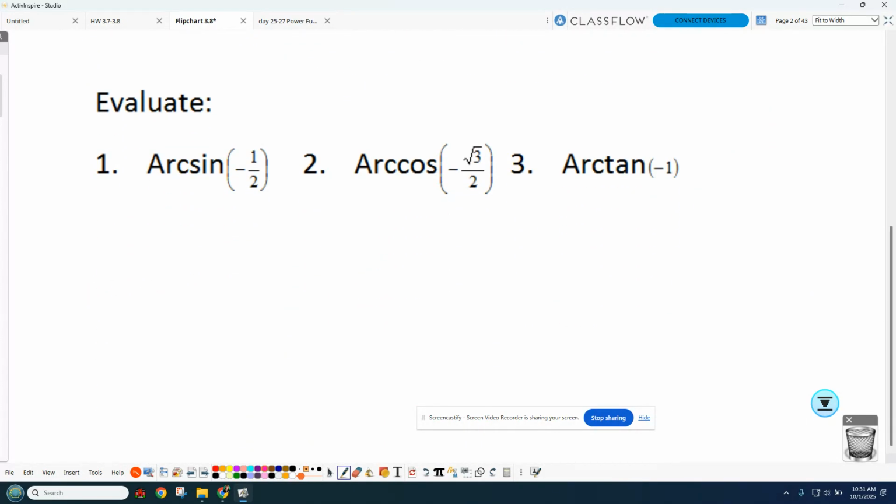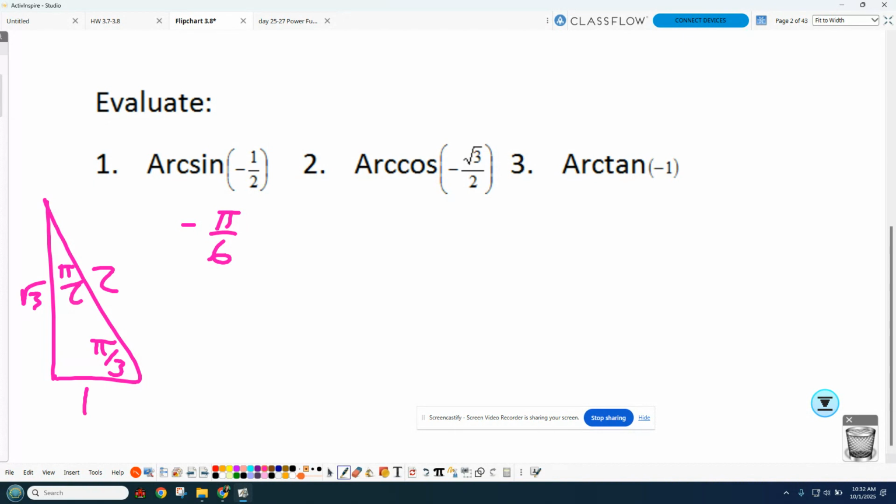So just checking. Arc sine negative a half. Felipe is looking up at the ceiling tiles for the answer. What is it? Negative pi over 6. Yes, it is. Across from pi over 3 is root 3. 1, 2. So whereas opposite over hypotenuse, 1/2 at pi over 6. Sine is restricted to one of these two quadrants, it's negative pi over 6.